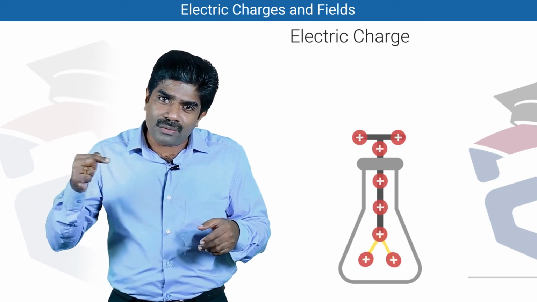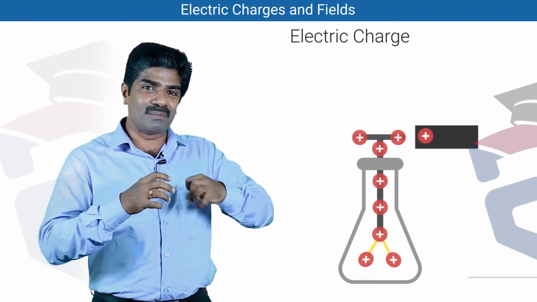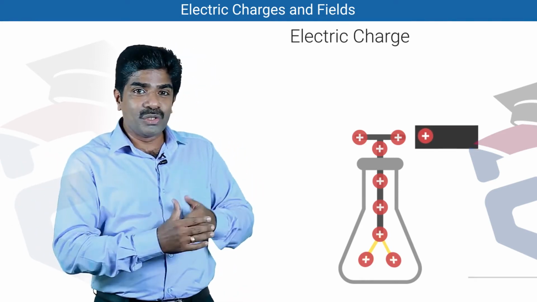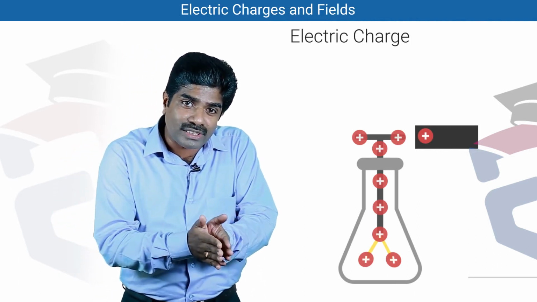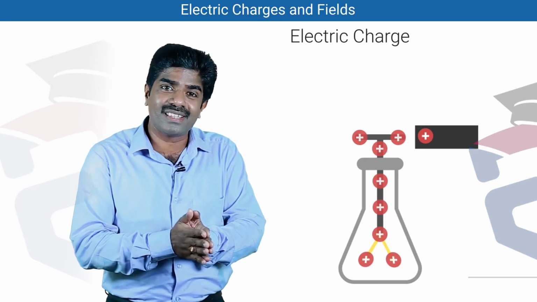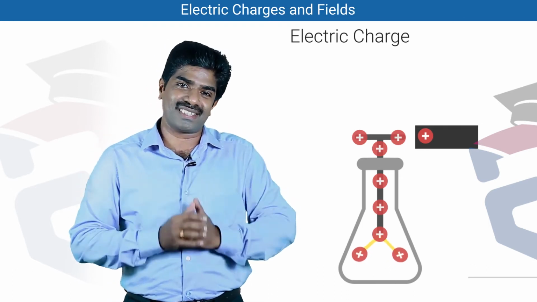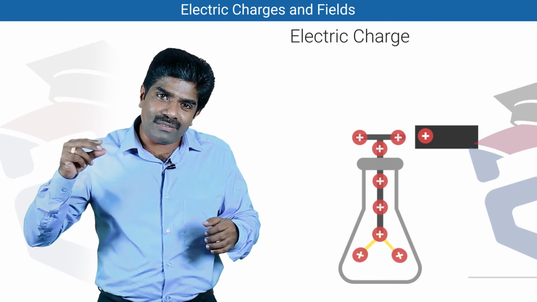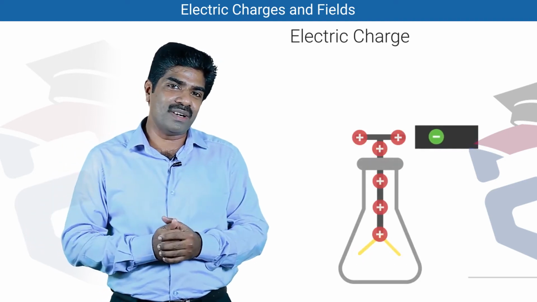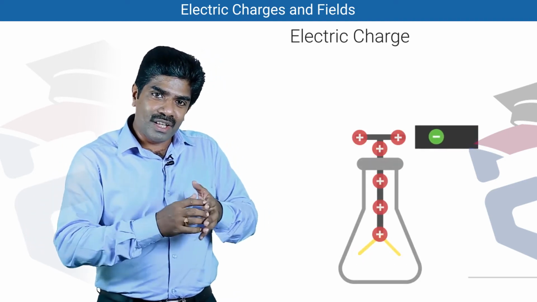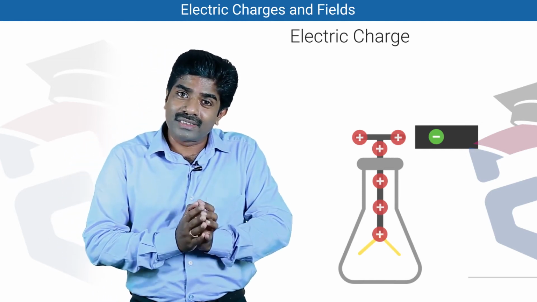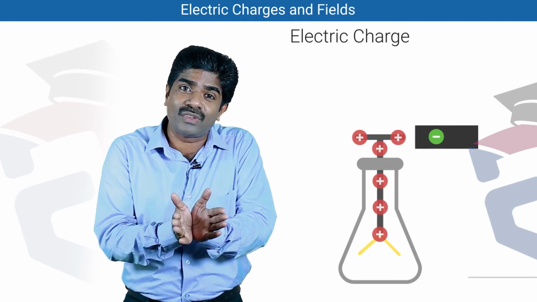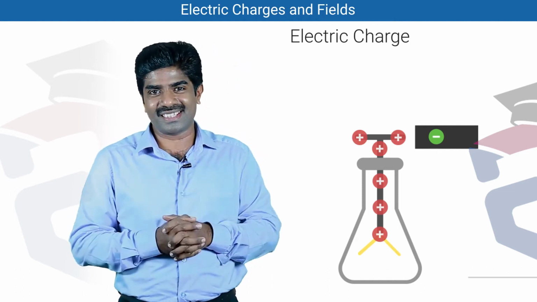If you bring a positively charged body close to the metal bulb, what happens? Due to the repulsion between them, the positive charge on the gold leaves increases and the divergence increases. If you bring a negatively charged body close to the metal bulb, due to the attraction, more charges will be there on the metal bulb, so the divergence of the gold leaves decreases.